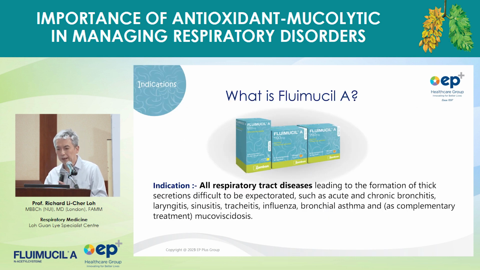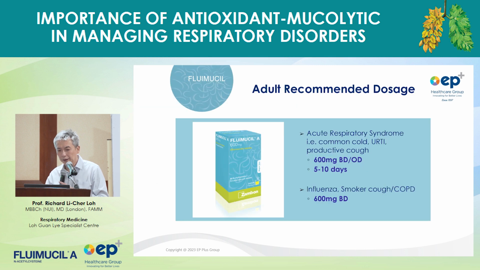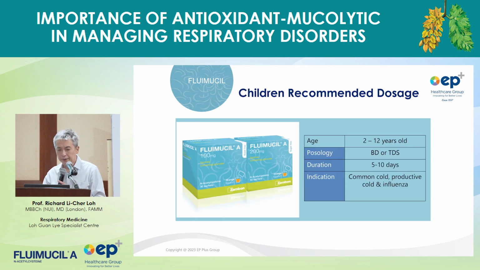So Flumasil, the recommended dose is 600 daily or twice daily, 5 days or 10 days. Influenza, smoker's cough, COPD, and it can be given up to twice a day for its anti-inflammatory property. Children down to 2 years old, twice a day or 3 times a day of 200 milligram. So this is 200 milligram, not the 600 milligram tablet. Again, similar.